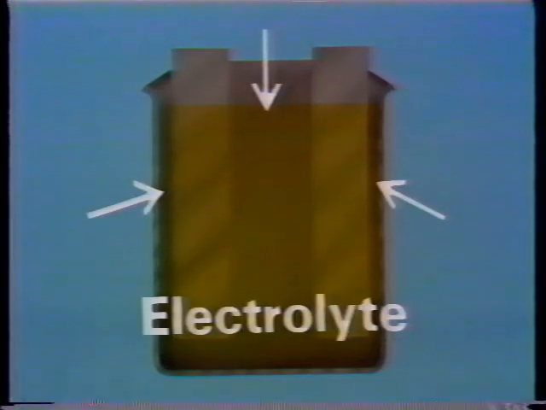The two plates are surrounded by a solution called an electrolyte, which carries the current. It's usually in the form of a paste or a liquid. The electrolyte in this particular cell is sulfuric acid mixed with water. Chemical action between the plates and the electrolyte causes a negative charge to build up on the zinc plate and a positive charge to build up on the copper plate.